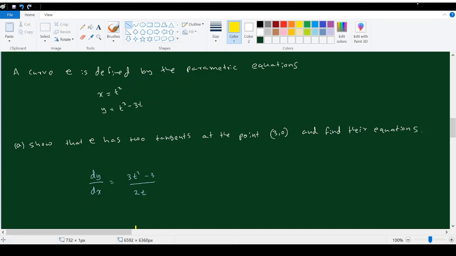Let's go over this question. We have a curve defined like this. This is the same parametric format that I described in the previous video. And part A of this question is to show that this curve has two tangents at the point (3, 0).